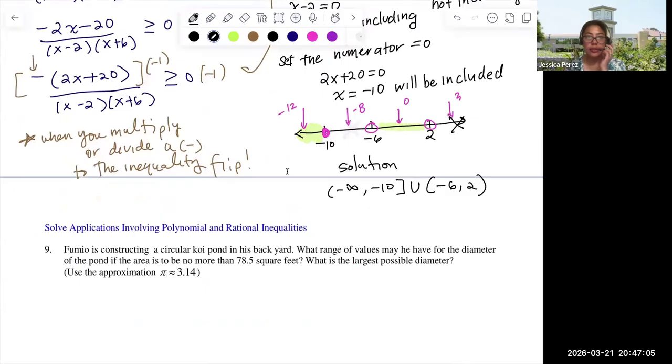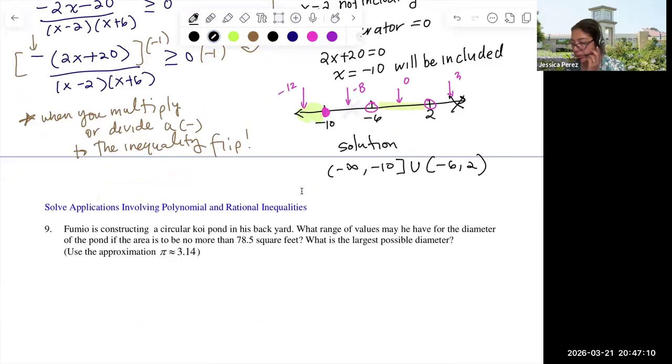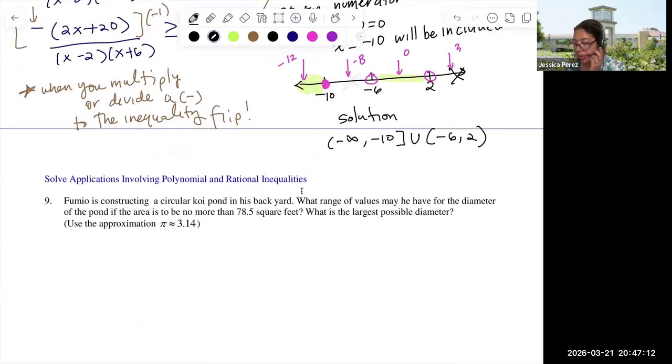Alrighty, let's talk about number 9. We wish to solve applications involving polynomial and rational inequalities. Let's say that Fumio is constructing a circular koi pond in his backyard. We're trying to find what range of values he may have for the diameter. So we are going to be restricting the diameter here.